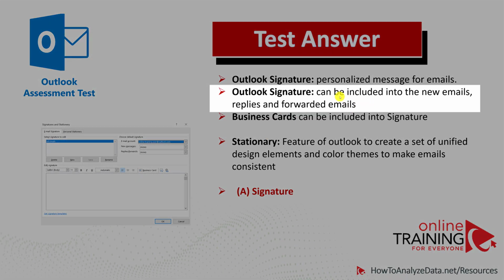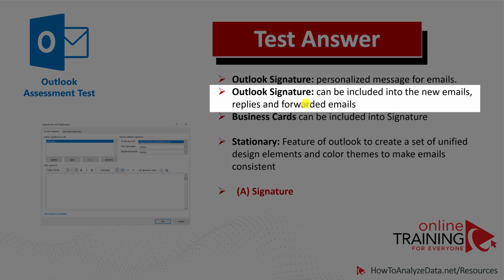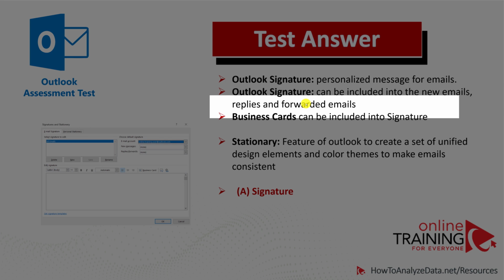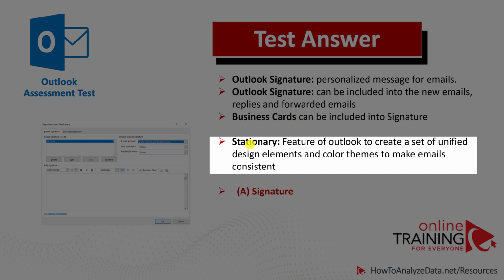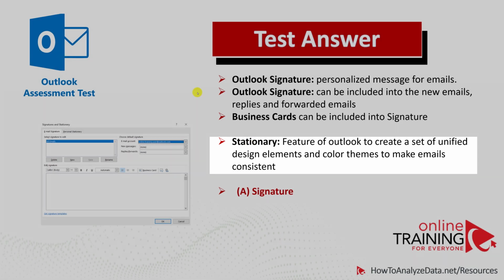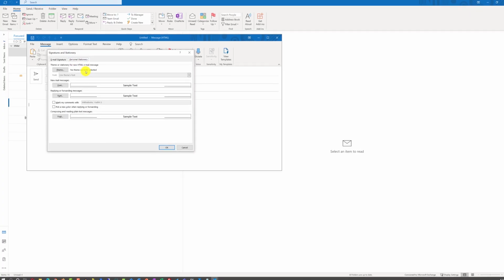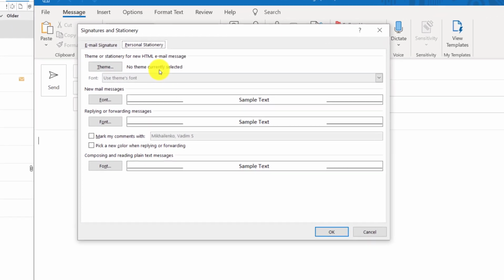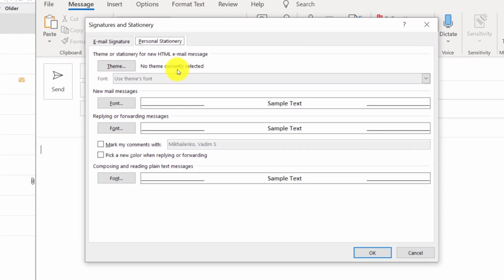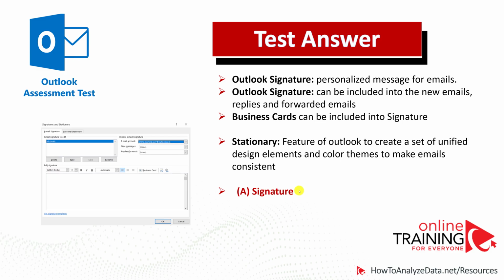Outlook signature can be included with the new emails, replies, or forwarded emails. Business cards can be included into signature, but by default, you do not attach business cards to the email messages. And stationery is a different feature of Outlook. Stationery is available as a separate tab on the Signatures and Stationery dialog box, and it allows you to define consistent themes for your email messages. So the correct choice here is choice A, signature. Hopefully you've nailed this question.